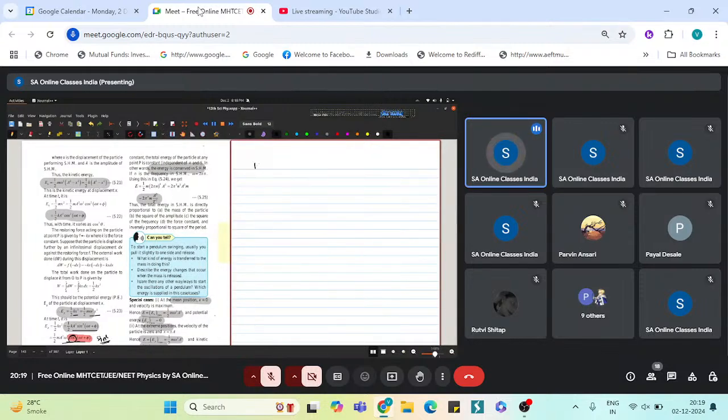Now we have the kinetic energy equal to half k a square minus x square, which is also equal to half k a square cos square omega t plus phi, and the potential energy, half k x square, is equal to half k a square sine square omega t plus theta.